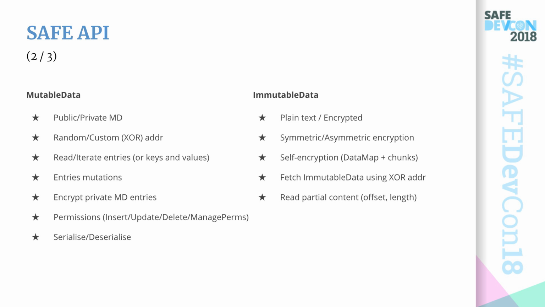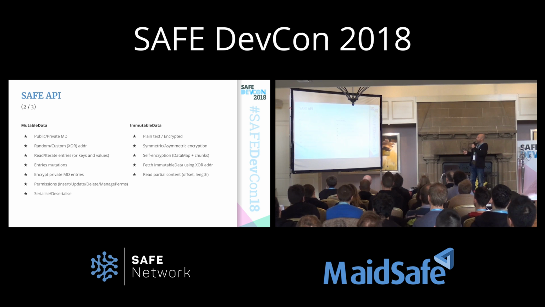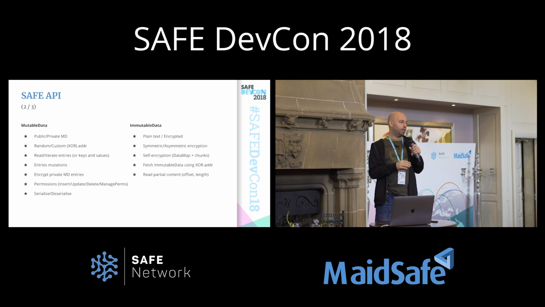So for the mutable data, there is a set of functions that you use to create them. We have two types of mutable data: public or private. Public is just plain and unencrypted, and private, on the other hand, contains some encryption keys, so entries can be encrypted. And you can actually have some of the entries not encrypted and some of them encrypted. And also you can decide if you want this mutable data to be created in a random location on the network, or if you want them to be created at the specific location that you provide.